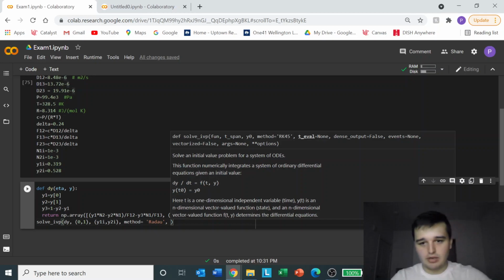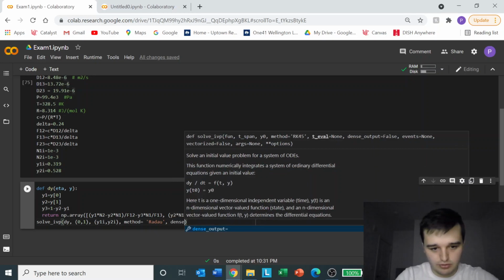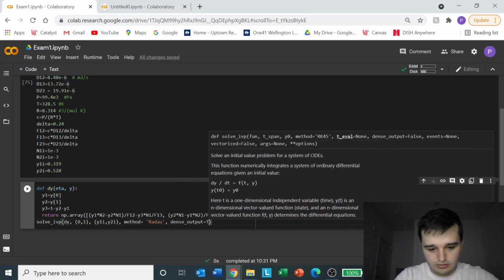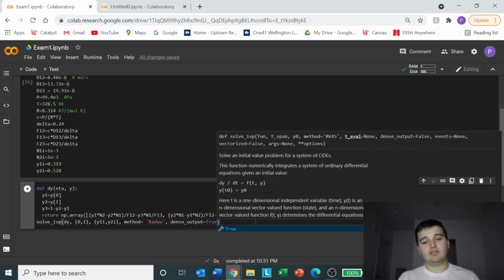And then followed by the dense output. We want dense output equal to true. That way it allows us to input any value of eta and get the corresponding mole fraction values of methanol and acetone at those etas.